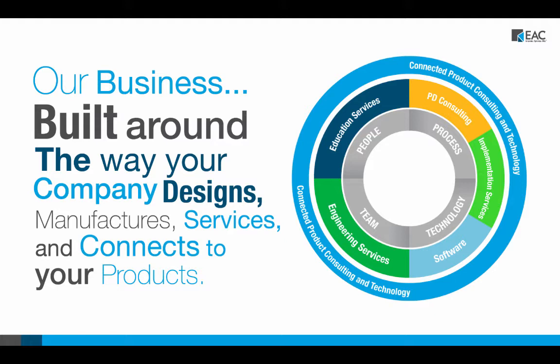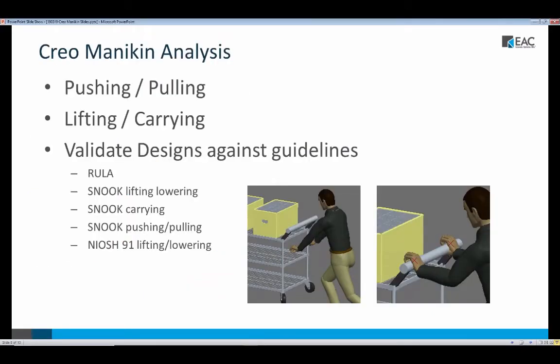So we have RULA, which is the Rapid Upper Limb Assessment Analysis. We have SNOOK, which we have some information from Liberty Mutual, and then NIOSH is the National Institute of Occupational Safety and Health. So basically a variety of different tables that were developed by these different groups to help in analyzing and basically compare the capabilities of people being able to do certain types of tasks. So we'll look at all of that in our presentation today.